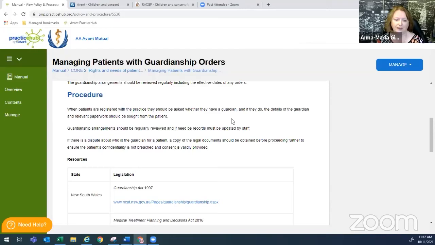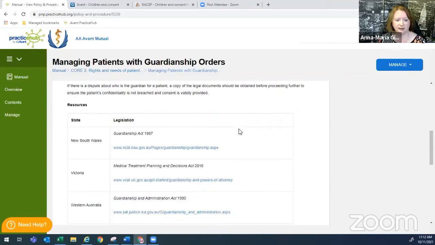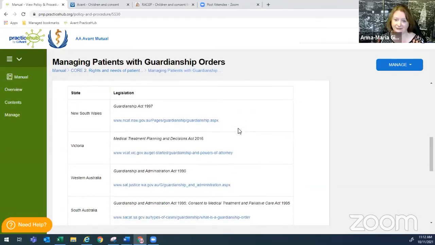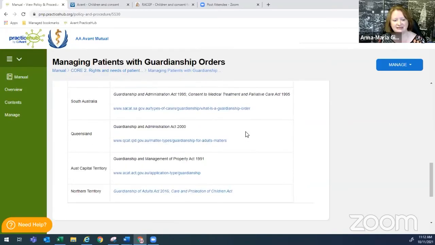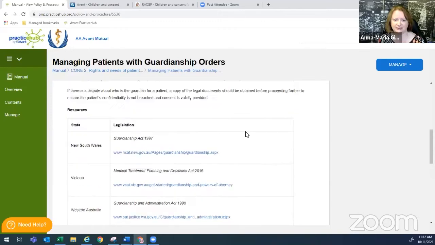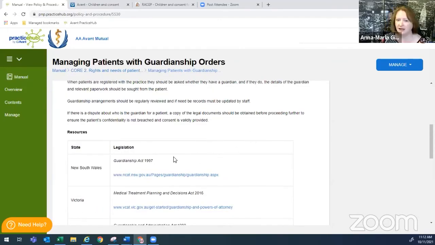Now, you can also see on our sample here that various states have different legislation and guidelines around this information. So we list essentially every state with a link to the information about guardianship. So regardless of where your practice is, it's important that you're familiar with the information that's required for your state as well.